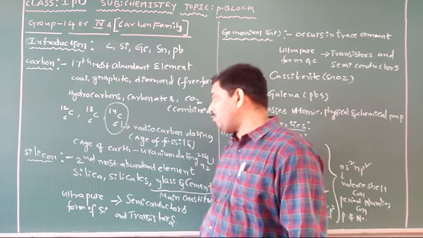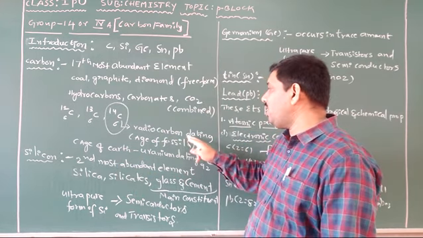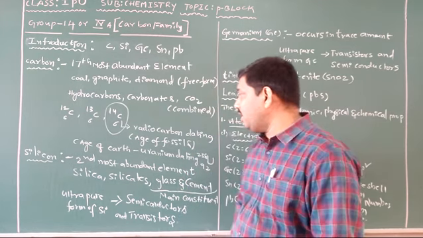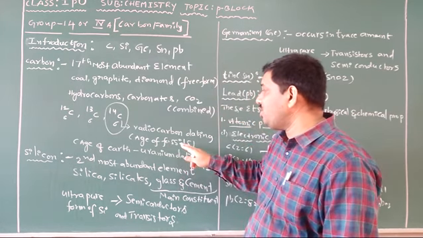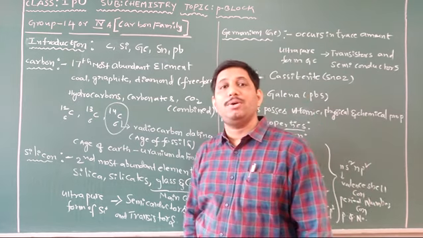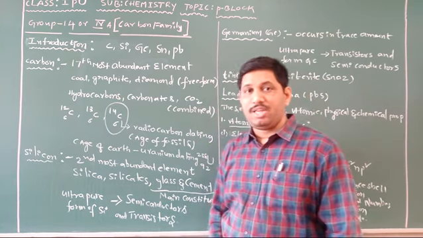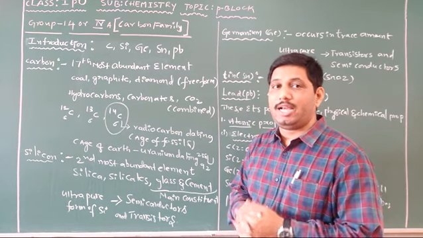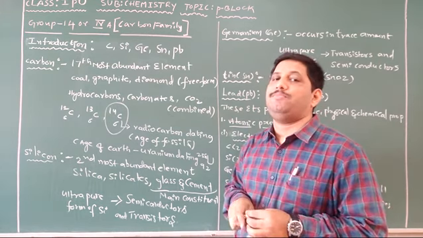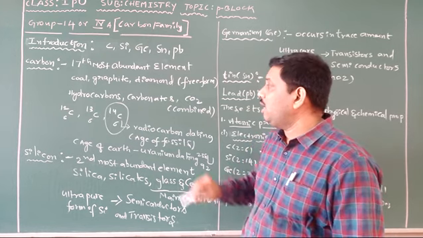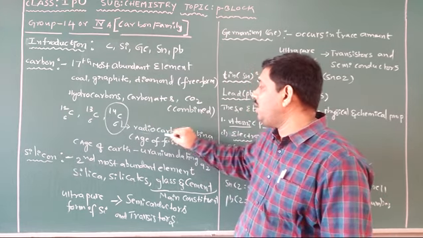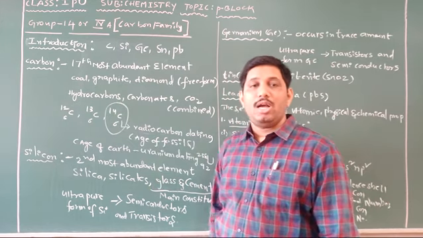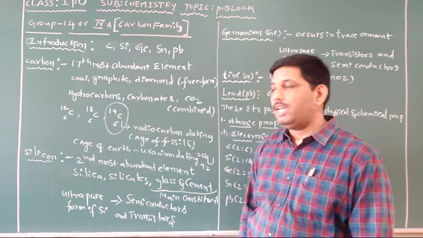This isotope can be used in radiocarbon dating. That is, the age of fossils can be determined by using radiocarbon dating, or simply carbon dating. In an objective question they will ask, which isotope is used in radiocarbon dating: carbon-12, carbon-13, or carbon-14? Carbon-14 isotope is used.